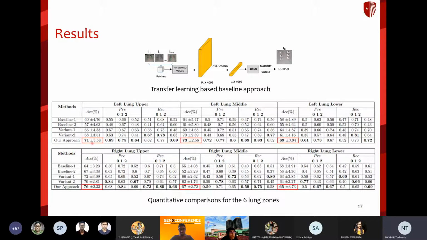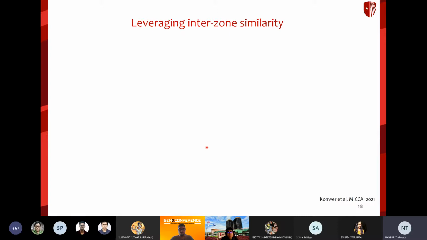And we compared our approach against different radiomics based approaches and other variants where we removed either the spatial block or the temporal block. And we found that incorporating both the spatial and the temporal block helped us predict the severity with better performance metrics.